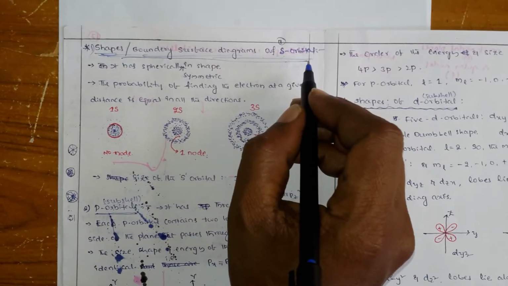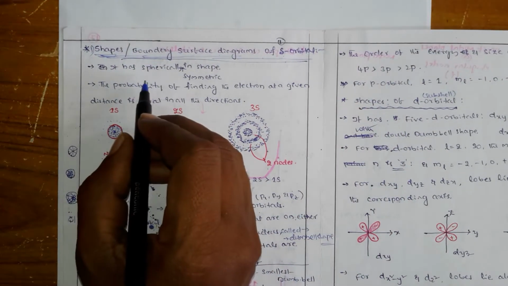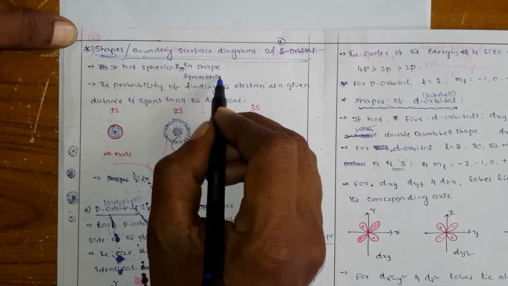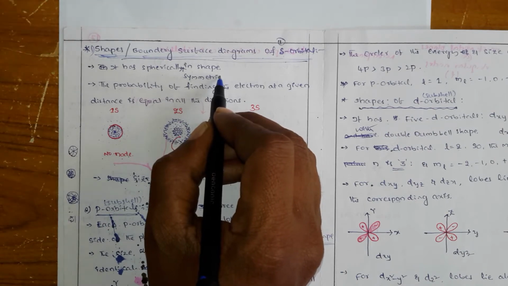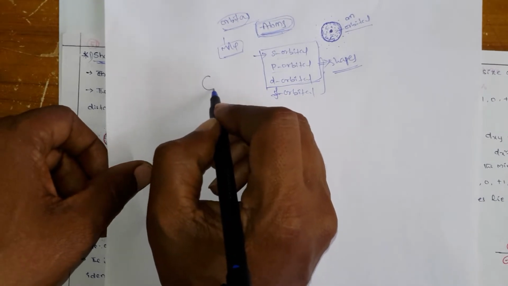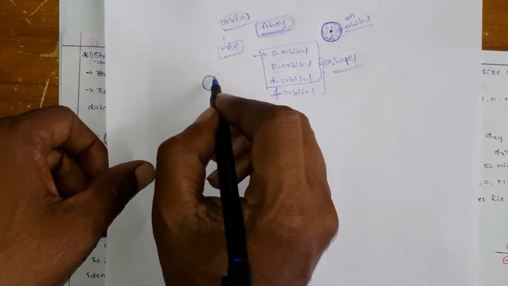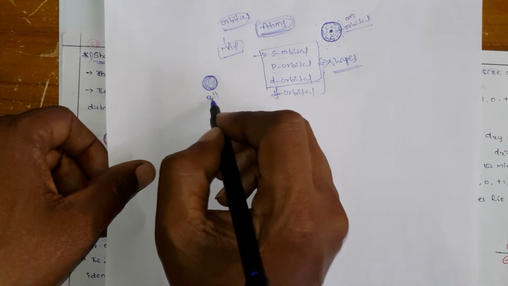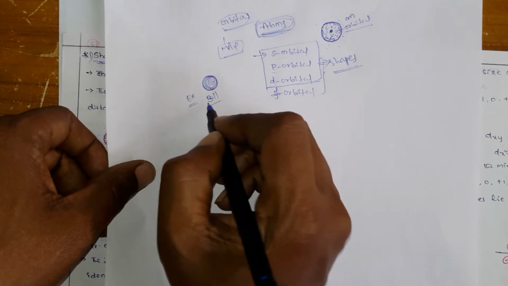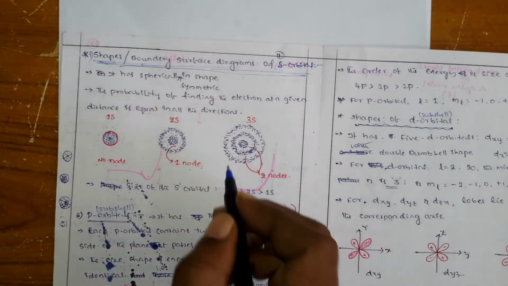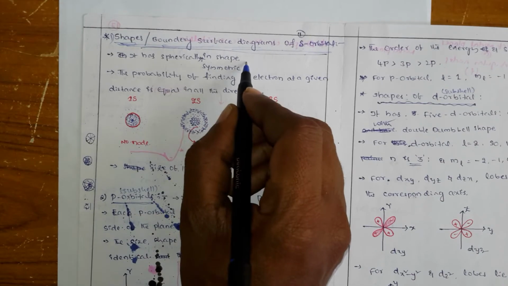So in that, the first one is the shape or boundary surface diagram of the s orbital. What is the shape of the s orbital? Generally it is spherically symmetric in shape. Spherically symmetric means spherical, you know the ball, right? You say it is a circle, but in a three-dimensional structure the example is a ball. So it is spherically symmetric in shape, like a ball.